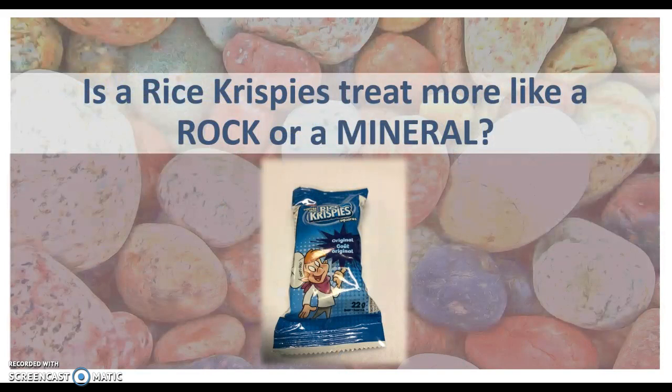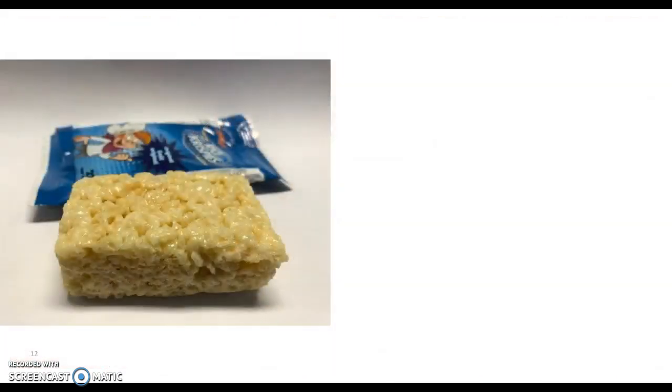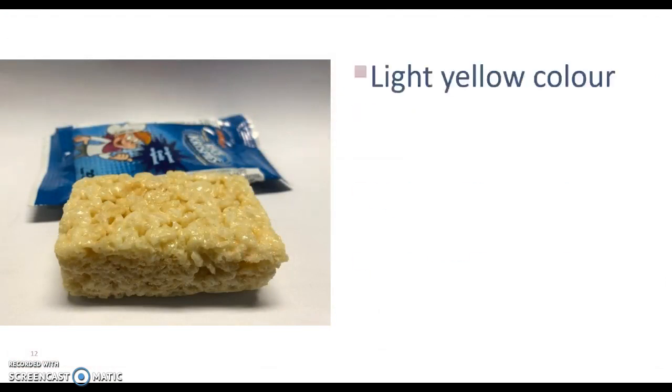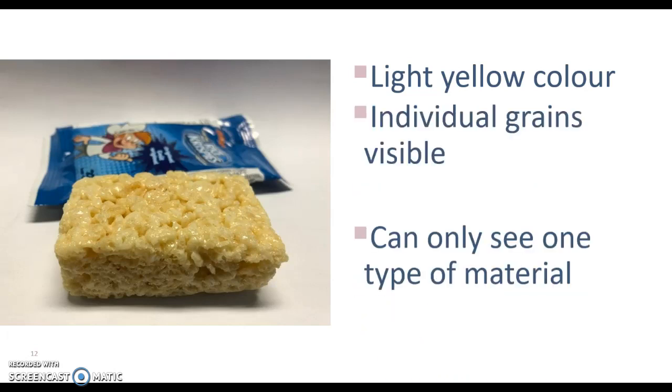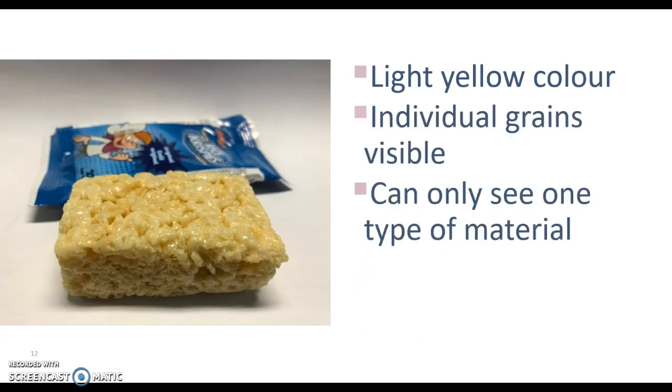A Rice Krispie treat, more like a rock or a mineral? Well, when you look at the outside, it's a light yellow color. You can see the individual grains that make up the Rice Krispie treat. You can see all the different Rice Krispies in there. But you can only see the light yellow grains. It might be just one material that's been cemented and compacted together.